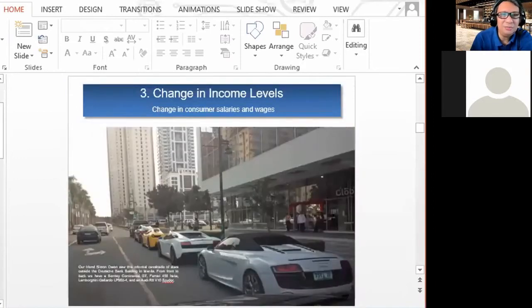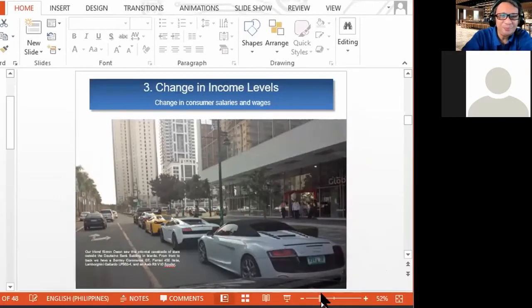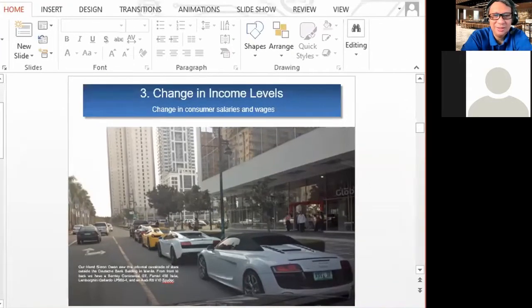Another is change in income levels, change in consumer salaries and wages. Kita niyo ba yung picture na to? Where do you think that picture was taken? Singapore? Monaco? Hong Kong? That picture was taken in Fort Bonifacio, Taguig. Merong dyan, may Bentley, may Lamborghini, may Ferrari.